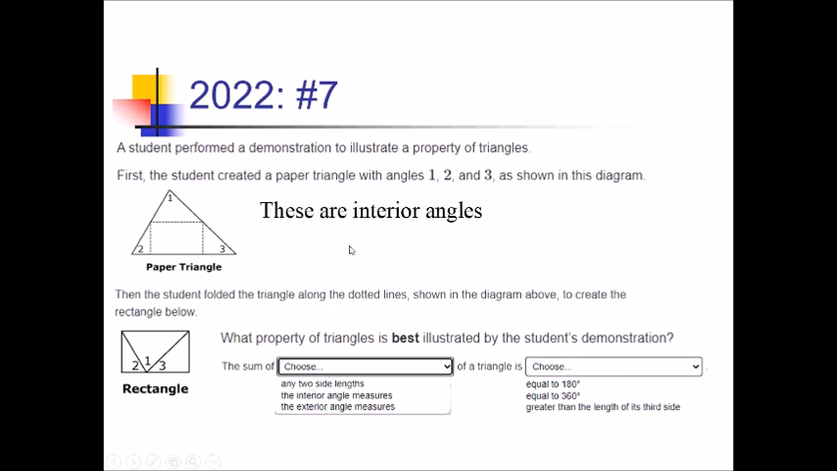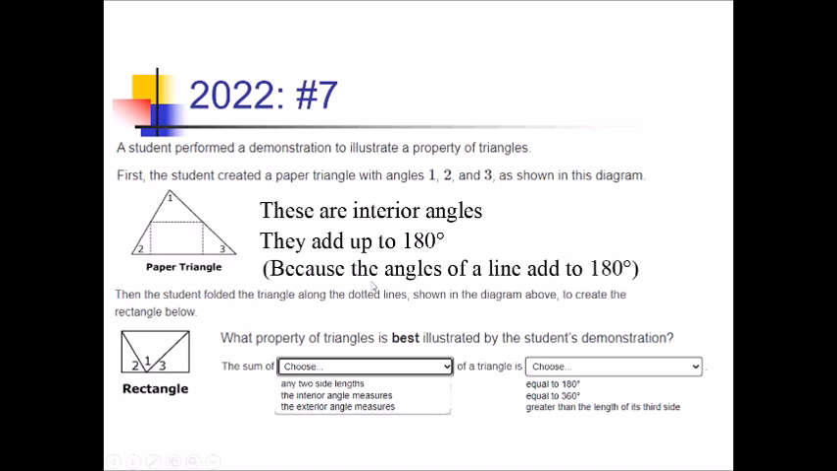Now we know that the interior angles of a triangle add up to 180. And this actually demonstrates that because when you fold these triangles over here, you see that these angles are now all forming a straight line, and we know that the angles of a line must add up to 180. So just looking at our drop-down menu, we need to pick interior angles. The sum of the interior angles of a triangle is equal to 180.